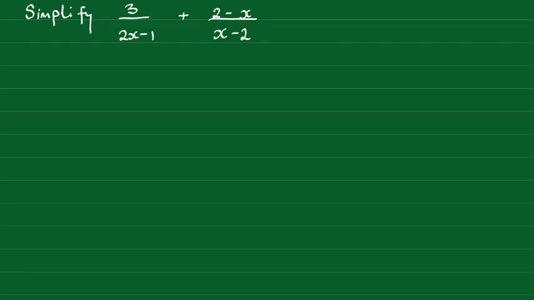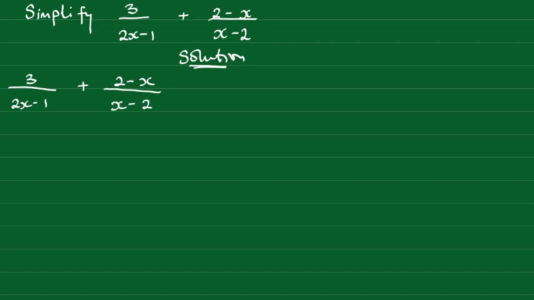Alright guys, welcome. We have this question from JAM 1982, question 35, where we're asked to simplify 3 divided by 2x minus 1 plus 2 minus x divided by x minus 2. Quickly we'll dive into this by writing a solution. Next we'll copy out our expression: 3 divided by 2x minus 1 plus 2 minus x divided by x minus 2.